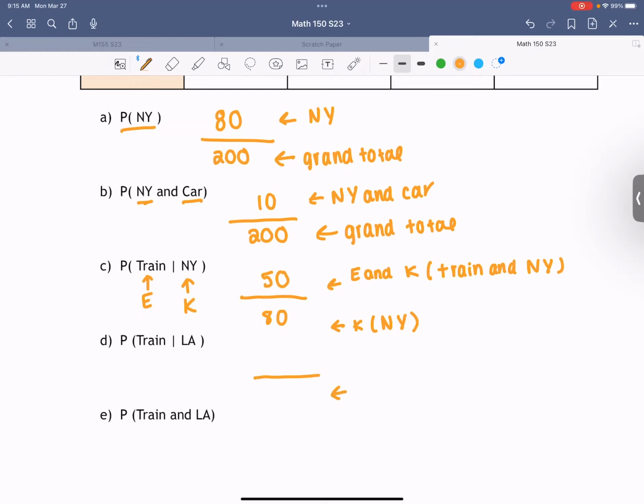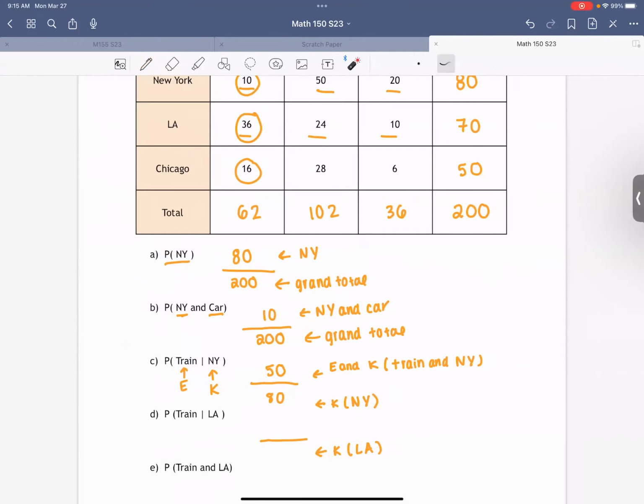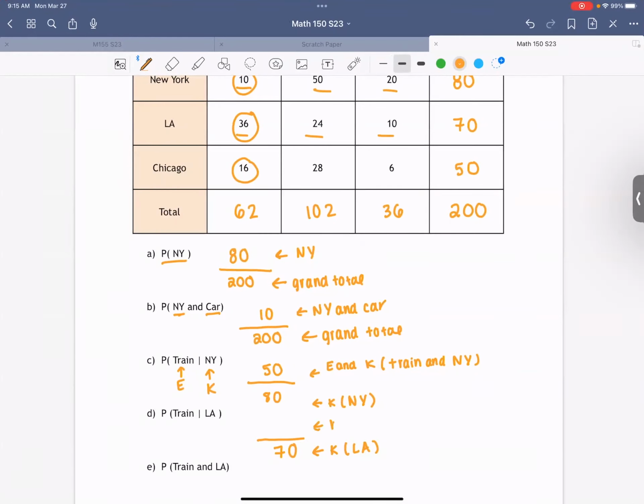What am I looking for on the bottom? K's on the bottom, and what's K this time? LA, right? LA is the second event. That's what I'm looking for on the bottom. How many people are from LA? 70, perfect. So that's the total number of people in LA. And then the number on top is where both of them happen, right? So how many people take the train and are from LA? 24, perfect.